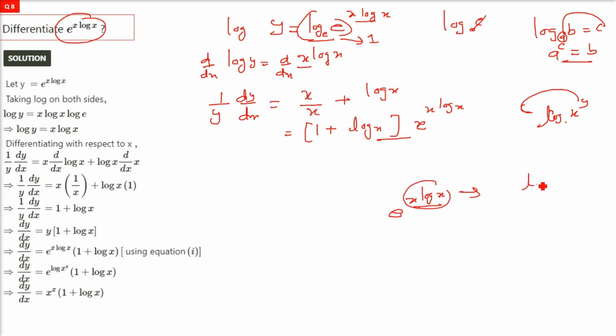So if you take this, it is nothing but e to the power log x to the power x. Log x to the power x, and it is e raised to the power log. And I already told you e and log cancel out if it is in the power. So x to the power x will only come. So this you can write as x to the power x. Alright?